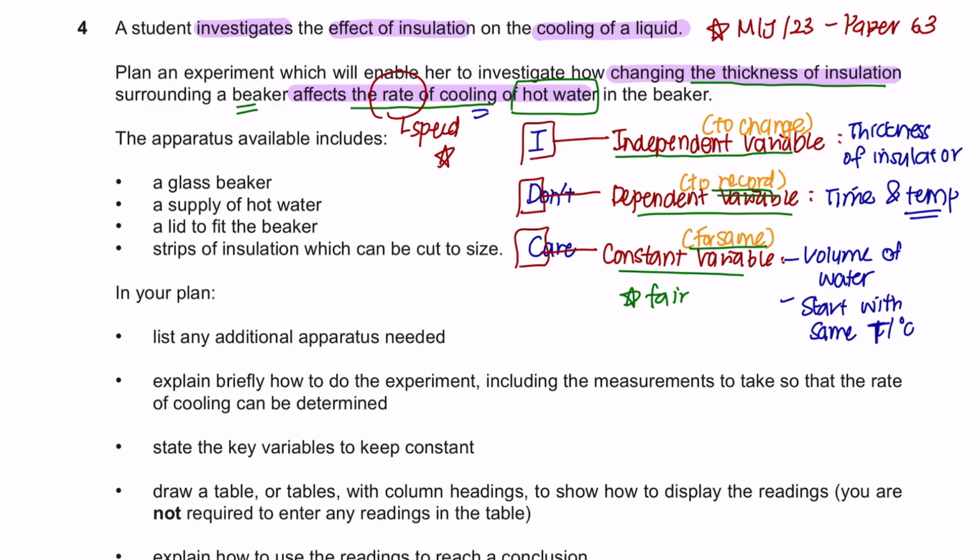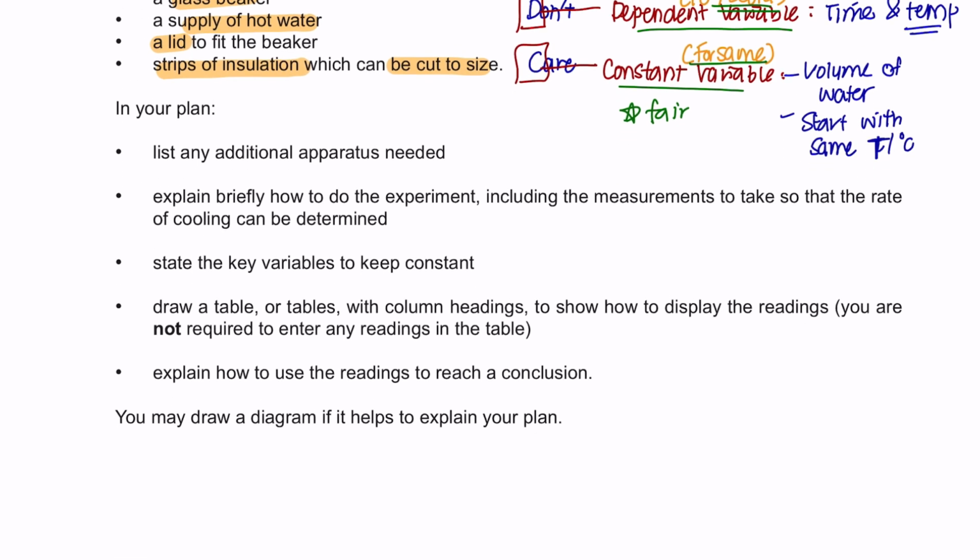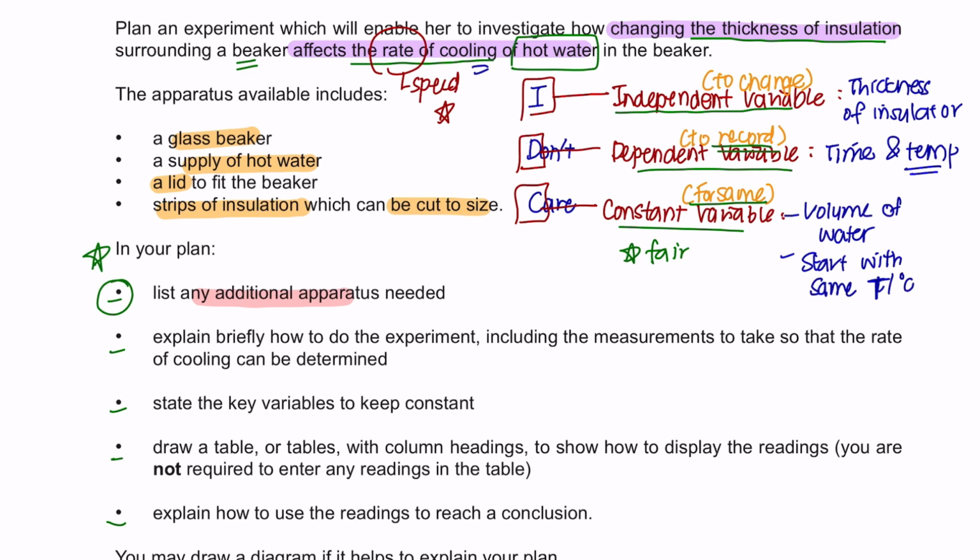Okay, let's continue. The apparatus includes a glass beaker, supply of hot water, a lid to fit the beaker, and strips of insulation which can be cut to size. So when planning investigation, I like to answer according to bullet points. So the first bullet point here wants us to list any additional apparatus needed. This experiment requires us to measure time and temperature. We're going to need a stopwatch and a thermometer.